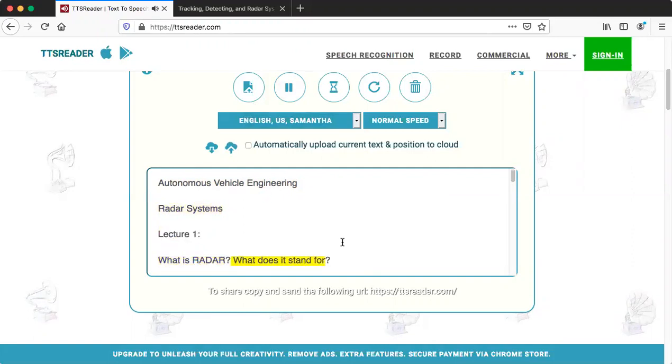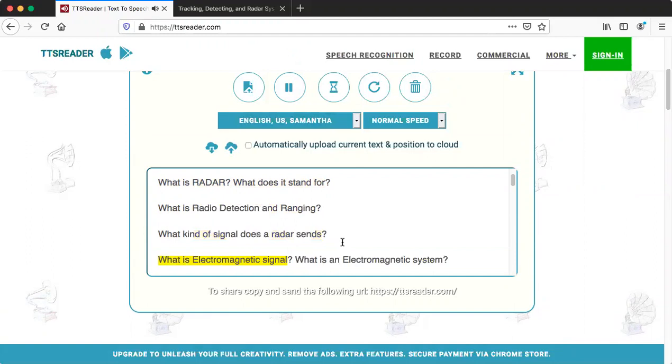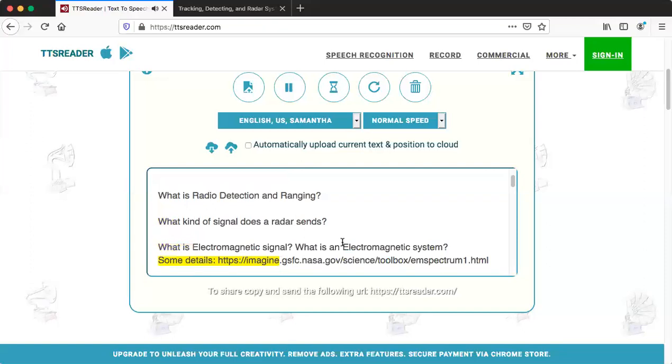What does it stand for? What is radio detection and ranging? What kind of signal does a radar sense? What is electromagnetic signal? What is an electromagnetic system? Some details.